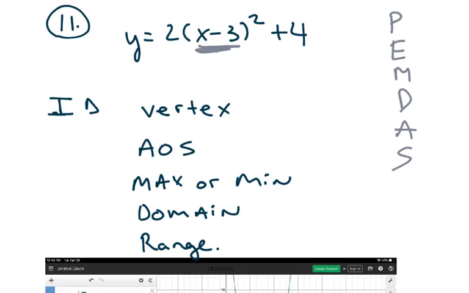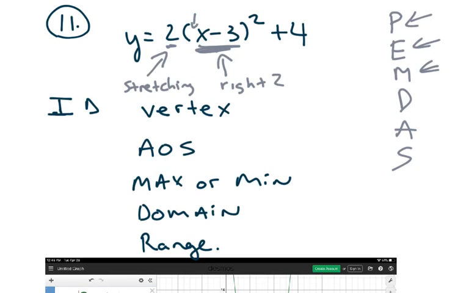PEMDAS then says, after parentheses, we go to exponents. It's squared, so we know that it's a quadratic, and then we multiply, so we have this times 2. And we just finished talking about this: the number on the outside stretches it by a factor of 2. So this is shifting to the right 3, and this is stretching it vertically. You can actually have values inside here, which is beyond the scope of this class, but that would be affecting it horizontally.